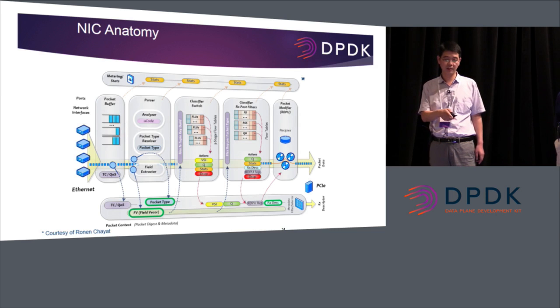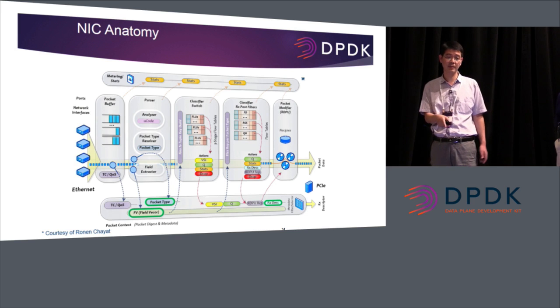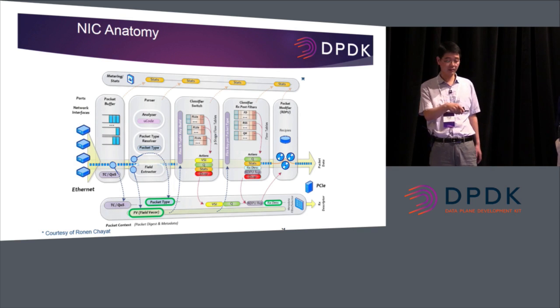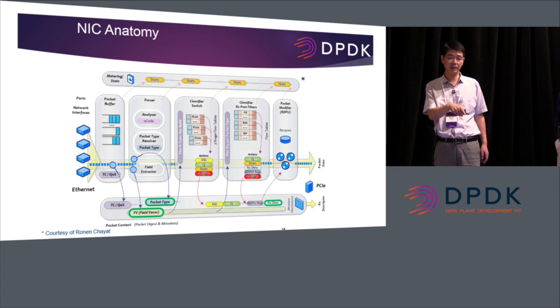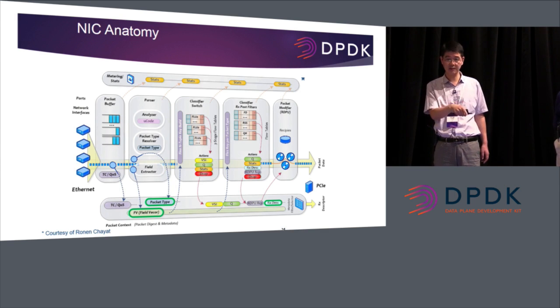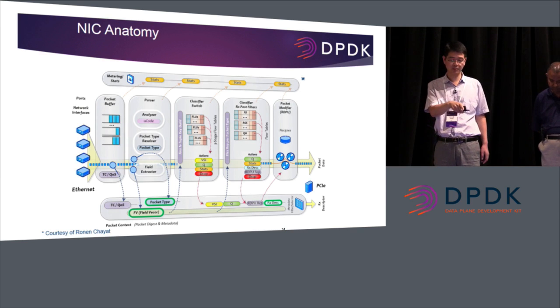This is a NIC anatomy. It's just to introduce what happens inside the NIC. It's just the RX path, because the RX path is maybe more complicated. We can see that the packet is received inside the NIC and stored in the packet buffer, and it will go through QoS management in the left block, and then do some parsing.